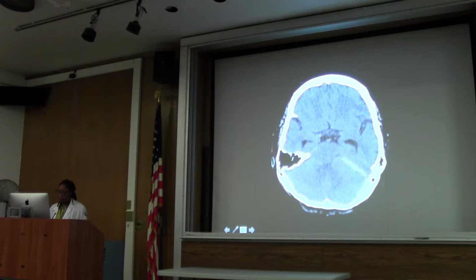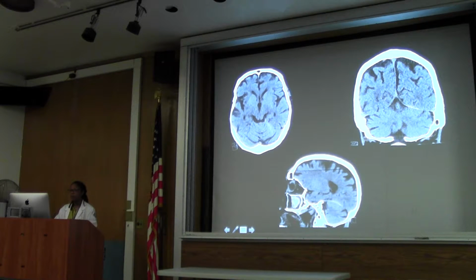Here is what I love about the brain: everything should be symmetric. So if you have a question and you're not sure what you're looking at, you can always drop a plumb line down the middle and compare side to side. Clearly we see there's a discrepancy here. We see this hyperdense linear focus along the falx. On this side it's normal. So this is an example of a subdural hematoma.